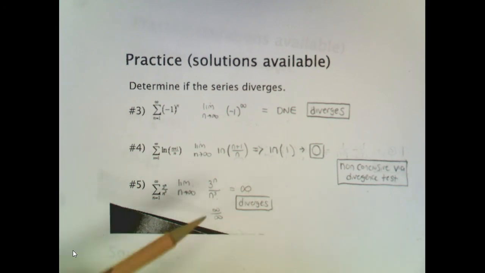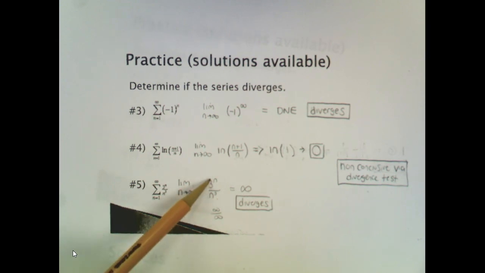Another way to look at it is 3 to the n is growing much, much quicker than n to the third power. Hence, this is an exponential, and this is just a cubic. Since an exponential is going to outgrow a cubic, that means this is always going to end up winning, meaning this is always going to be the bigger number. That's another way to explain why this ends up being infinity. Therefore, we can officially say this is going to diverge.